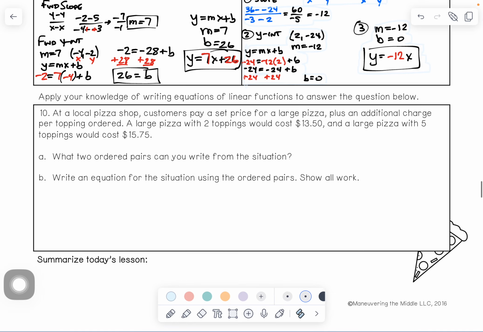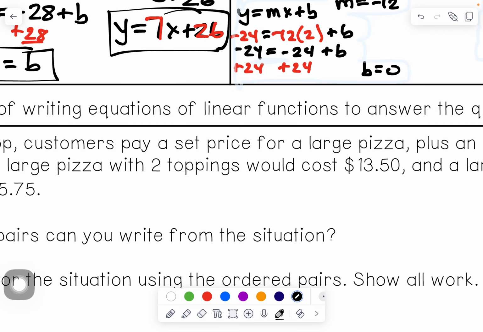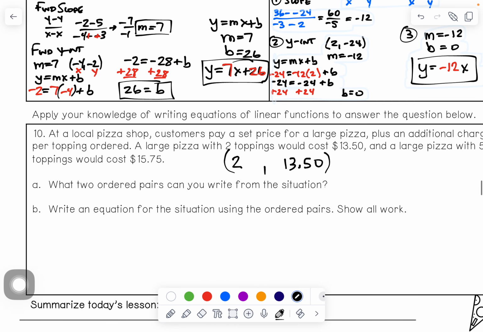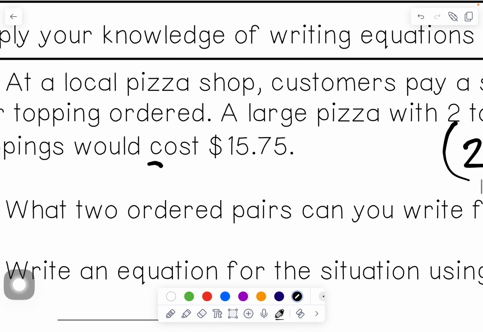All right, last one here. We have a word problem. Apply your knowledge of writing equations to answer this question. A local pizza shop customer pays a set price for a large pizza plus an additional charge per topping. A large pizza with 2 toppings would cost $13.50. So that's giving us information: a 2-topping pizza, $13.50. That's a coordinate. And a large pizza with 5 toppings would cost $15.75. So 5 toppings is going to be $15.75.